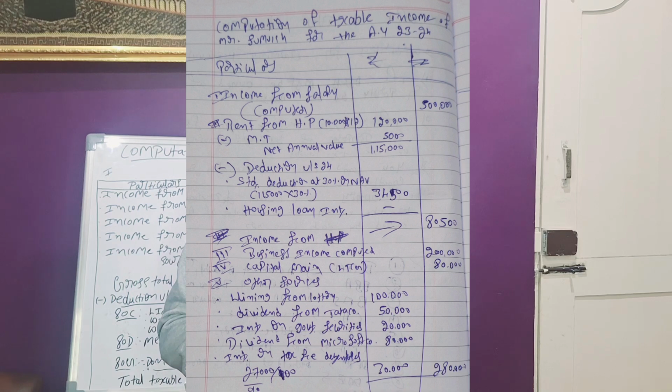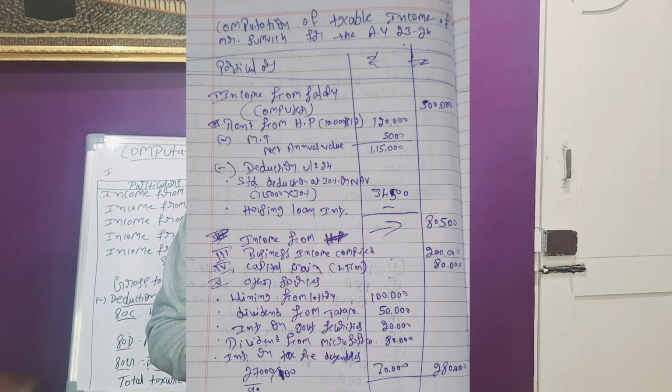Now the answer will be displayed on the screen. Computation of taxable income of Mr. Sumuk for the assessment year 23-24. Income from salary computed, rupees 5 lakh.